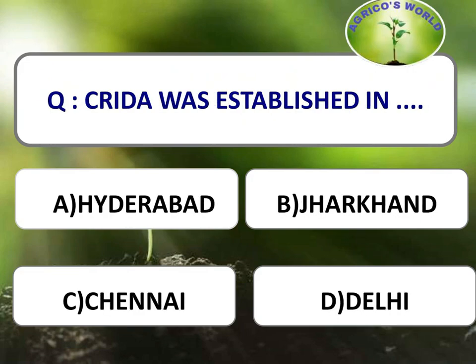CRIDA was established in. CRIDA is Central Research Institute for Dryland Agriculture, and it is established in the year 1985, and it is located in Hyderabad.